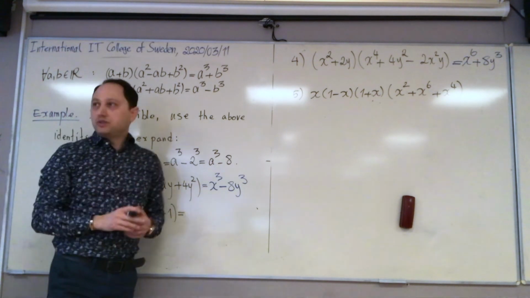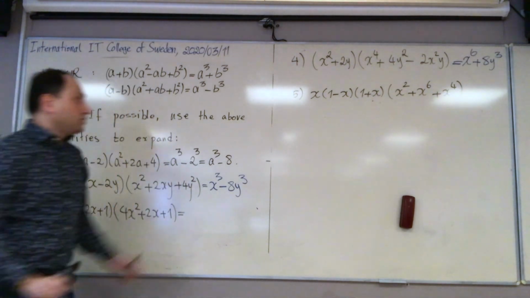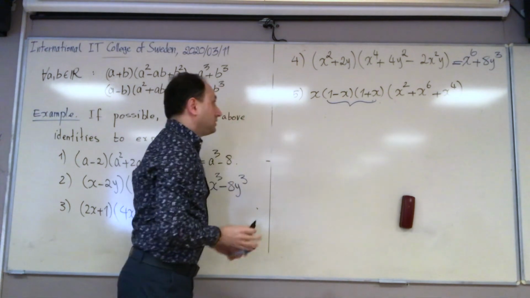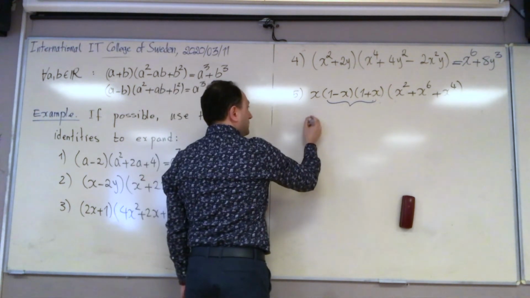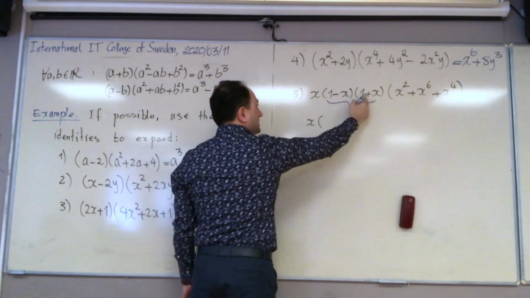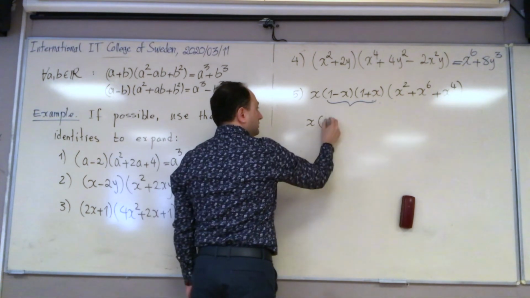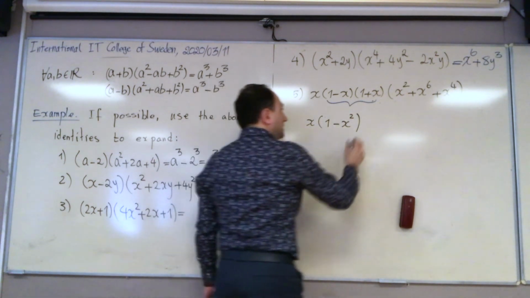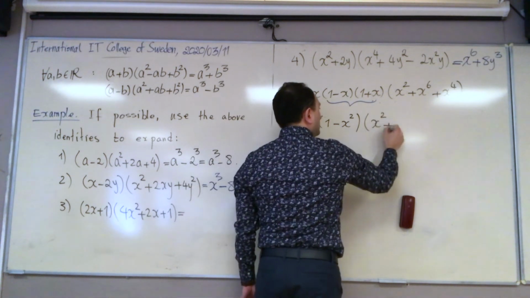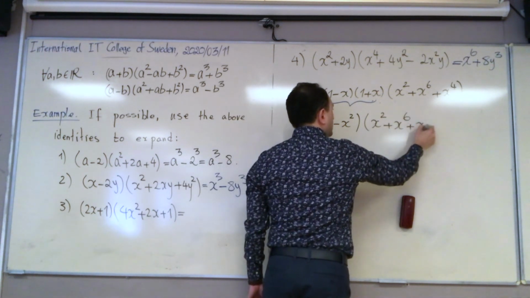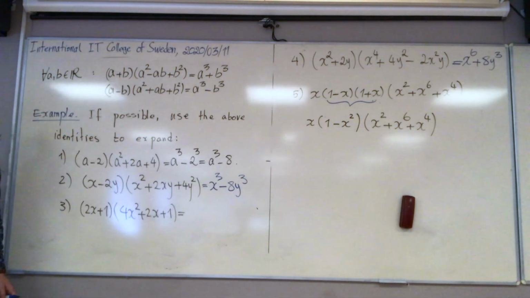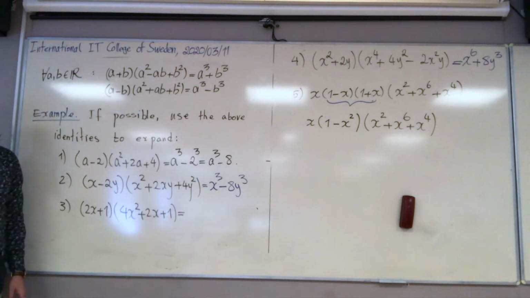Yes, the conjugate rule is a good one. So I will keep this one. This is a conjugate rule, yes? So let us just do it one by one. What happens if I use the conjugate pattern? It becomes the first one to the 2 minus the second one to the 2, yes? And then I have x to the power of 2 plus x to the power of 6 plus x to the power of 4. Okay, any more pattern that you can detect here?